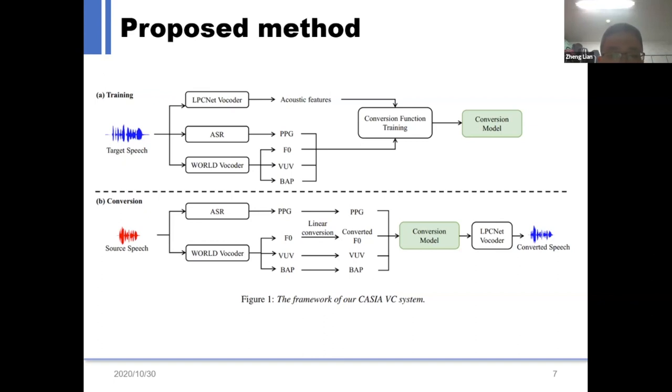In the training stage, we first extract acoustic features, pitch, BAP, voiced/unvoiced flag, and PPGs from the target speech. Then we concatenate these features. Finally, a CBHG conversion model is learned to convert these features into the acoustic features. In the conversion stage, we first extract pitch, BAP, voiced/unvoiced flag, and PPGs from the source speech. A linear conversion is applied to convert pitch from the source speaker to the target speaker. These representations are fed into the conversion model, aiming to predict the converted acoustic features. Finally, we feed these converted acoustic features to the speaker-dependent LPCNet vocoder for speech generation.